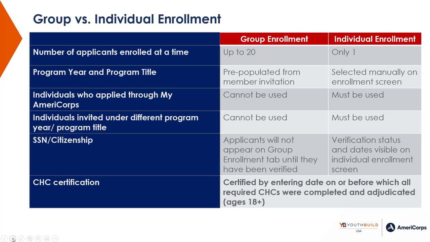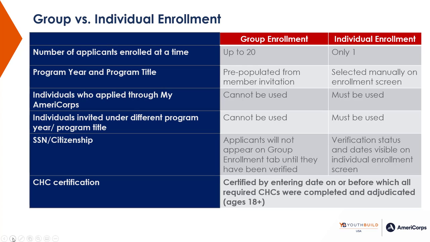So just note some differences between the group enrollment and the individual enrollment. Obviously, with the group enrollment, you can do individuals up to 20. Individual enrollment is only 1. Their program year and program title are going to come already from the member invitation, whereas for the individual, you're going to have to select them.